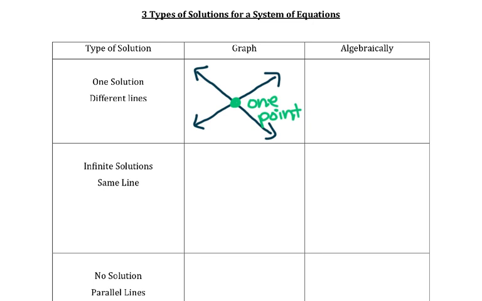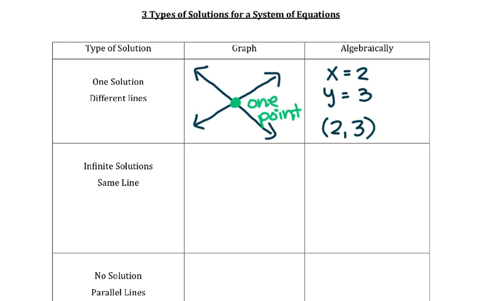Algebraically, though, you're going to wind up coming up with an answer that's something like x equals 2, y equals 3. So you're going to solve equations today, not graph, and you will get a distinct answer for both variables. Your answer would be 2, 3.